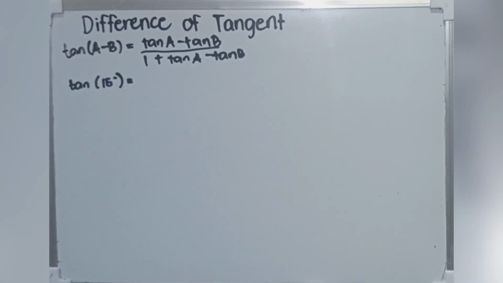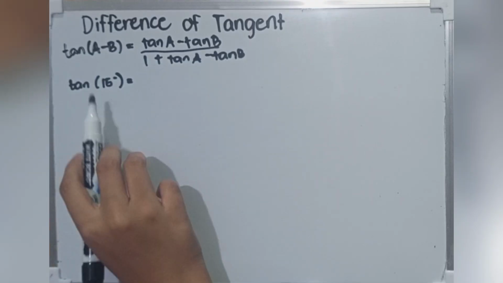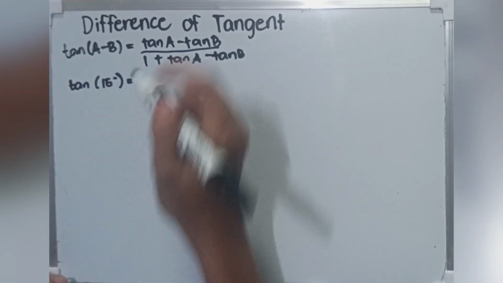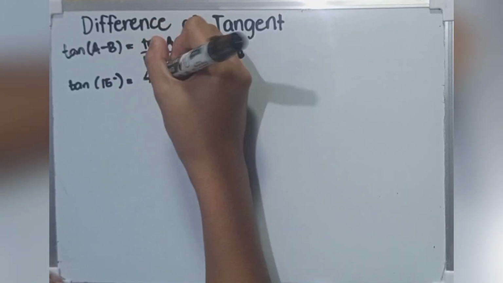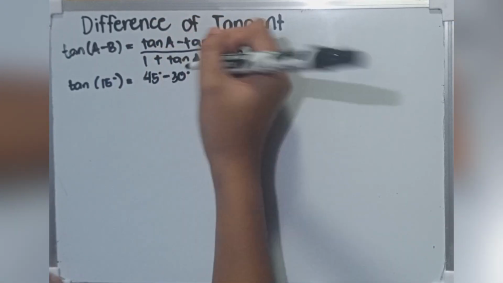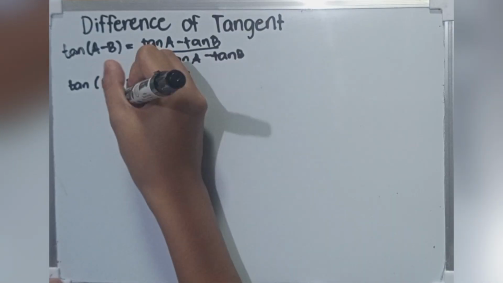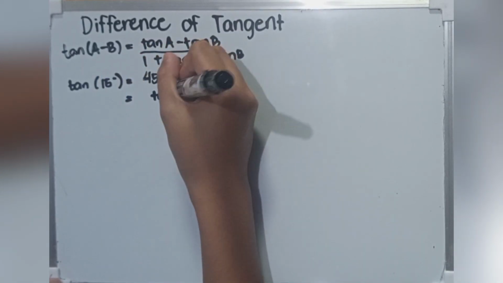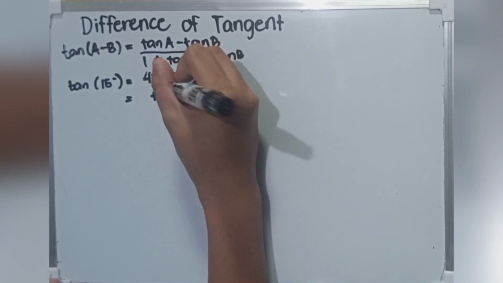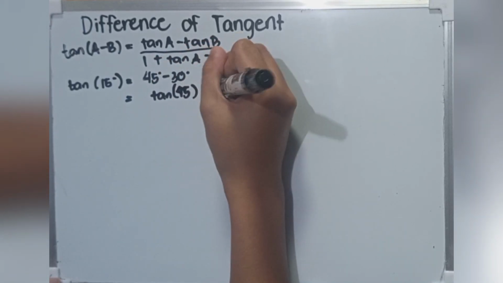So now for the difference of tangent, the formula was tan A minus B equals tan A minus tan B over 1 plus tan A times tan B. So our given right here is tan 15 degrees. So first step, let's identify the two angles whose difference would be 15 degrees. So I choose 45 minus 30 degrees. Then let us substitute the two angles to the formula.